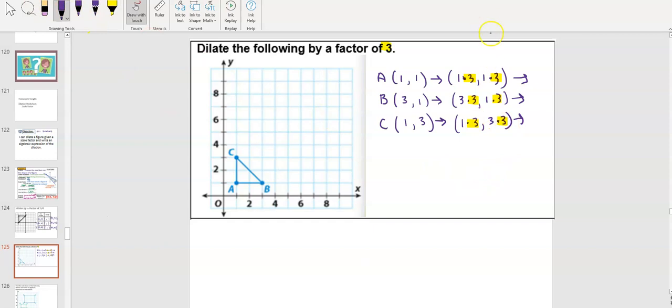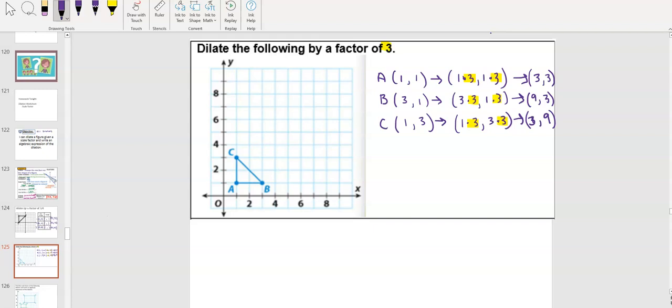So my new coordinates for this shape should be 1 times 3 is 3, 1 times 3 is 3. 3 times 3 is 9, 1 times 3 is 3. 1 times 3 is 3, 3 times 3 is 9. All right, these should be my new coordinates, and let's go ahead and draw this bigger triangle.